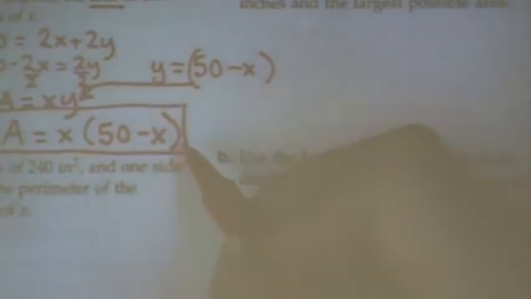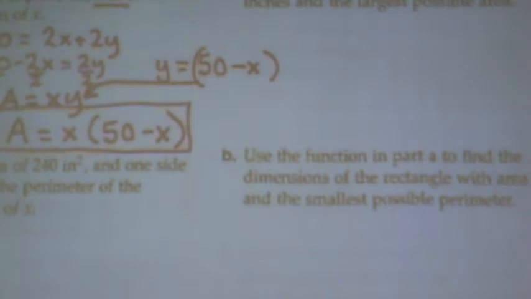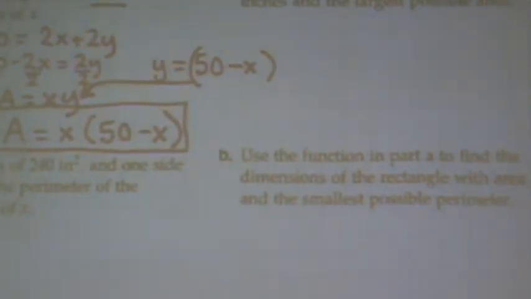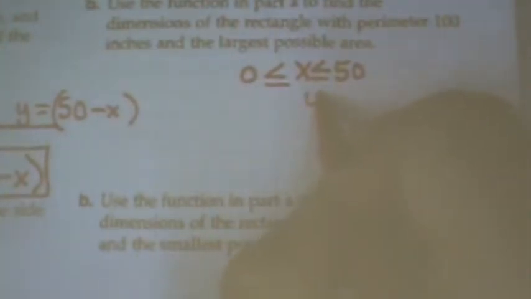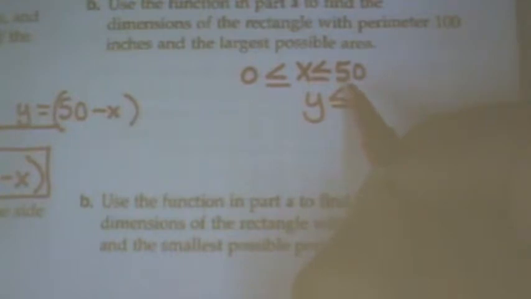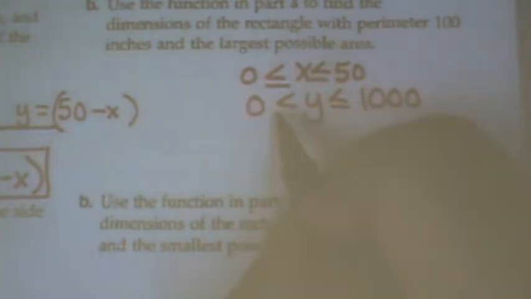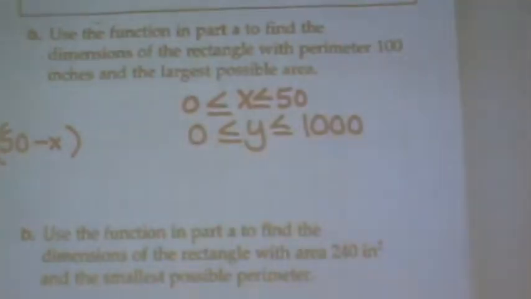Now, read question B. It says use this function, this formula, in part A to find the dimensions of this rectangle with the perimeter of 100 inches. So in other words, I want the largest possible area. If you type this into your calculator, I'm going to tell you to use a window for your x value between 0 and 50 for your range. And your y value, you're going to do 1,000. Now, why am I ignoring negative answers? Because you can't have a rectangle with a negative dimension.